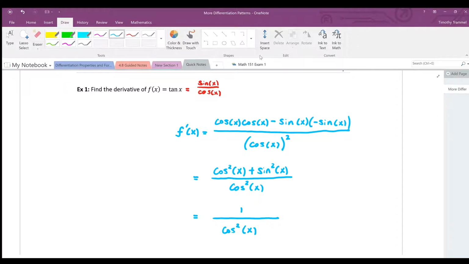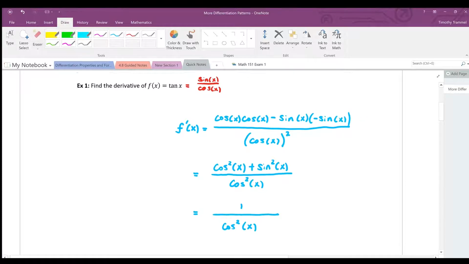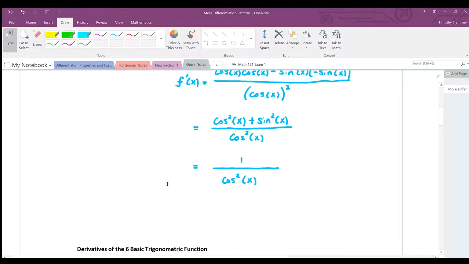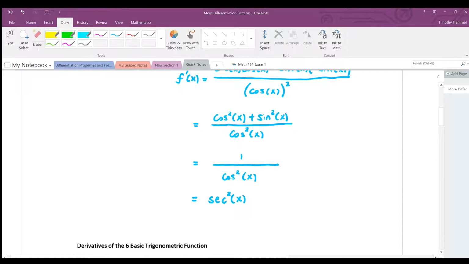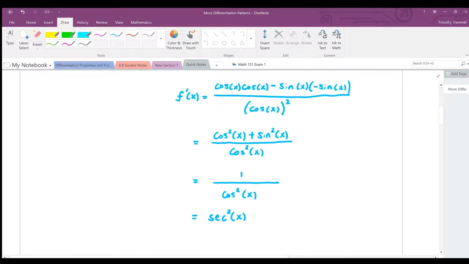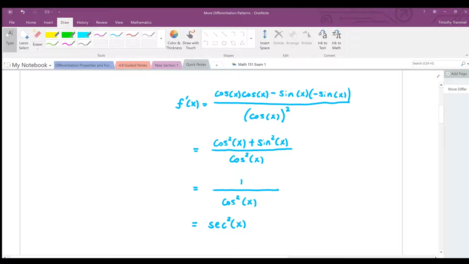And by the way, we're done differentiating. This was our derivative right here. We're just simplifying this. Okay. So let's go another step. Well, 1 over cosine of x is secant of x. And so since this is squared, what we have is secant squared of x. Okay. And so the four trig functions that we hadn't seen the derivatives of before today can all be found using the same technique. We can use the quotient rule.